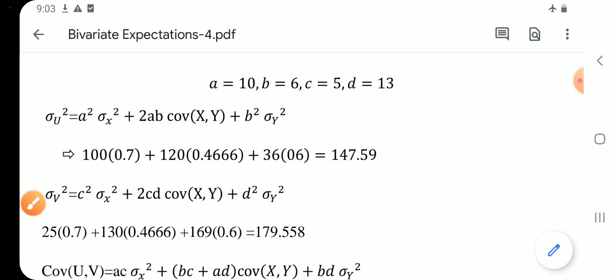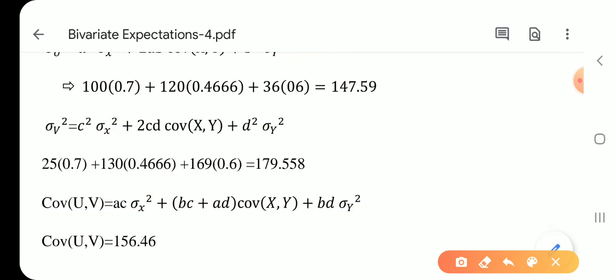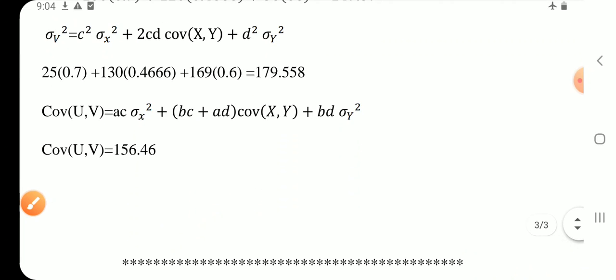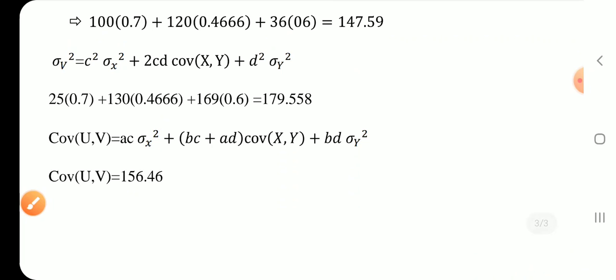You will get the resultant answer as 179.558. Finally, we have to find covariance of uv, for which the formula is ac into sigma x square plus bc plus ad into covariance of xy plus bd into sigma y square. Put the values of all the terms here. You will get the value of covariance uv is equal to 156.46. So with this, we have finished some of the problems in the bivariate transformation. For this video, this is enough. Thank you.